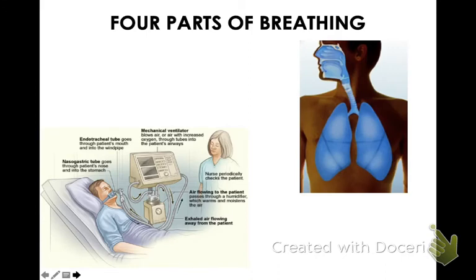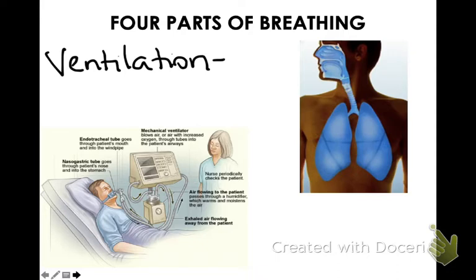So we're going to go through all 4 parts. The first part is called ventilation. You might have heard a lot in the news about ventilators right now, and this is the picture of a man on a ventilator. The idea of ventilation is just getting air in and out of the lungs. So we're just trying to actually get air in, so basically breathing in and out.